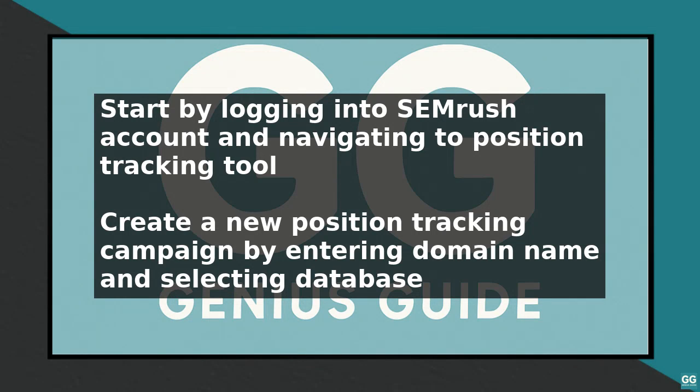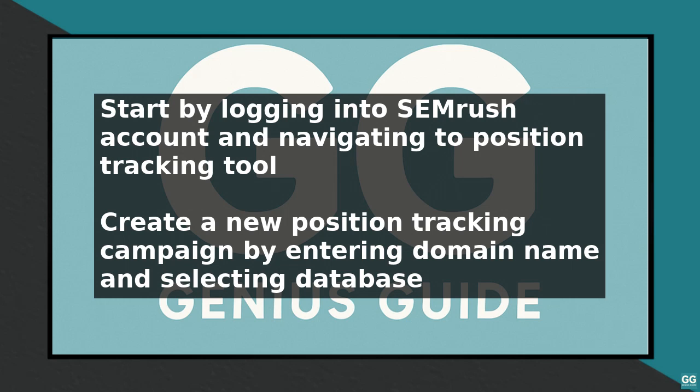To customize Semrush position tracking, start by logging into your Semrush account and navigating to the position tracking tool. This tool allows you to monitor the online visibility of your website and track changes in your search engine rankings over time. First, create a new position tracking campaign by clicking on the Setup button and entering your domain name.